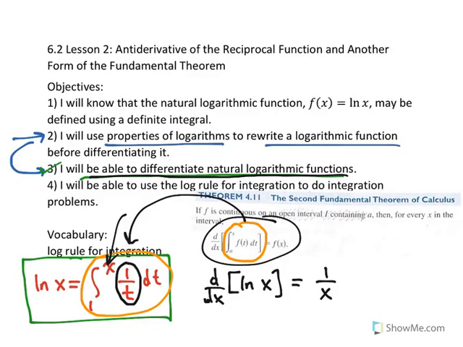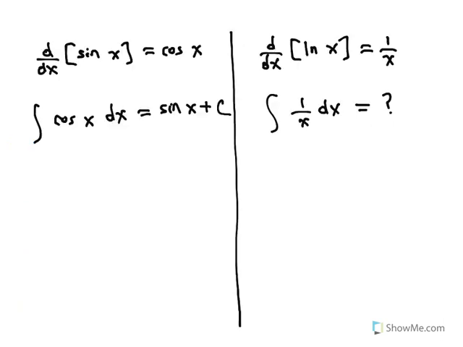So we looked at a few examples for differentiating natural log functions, and now we want to think about using the log rule for integration to do integration problems. So here's the question that we have. What is the antiderivative of 1 over x? We know the answer would be natural log of x.